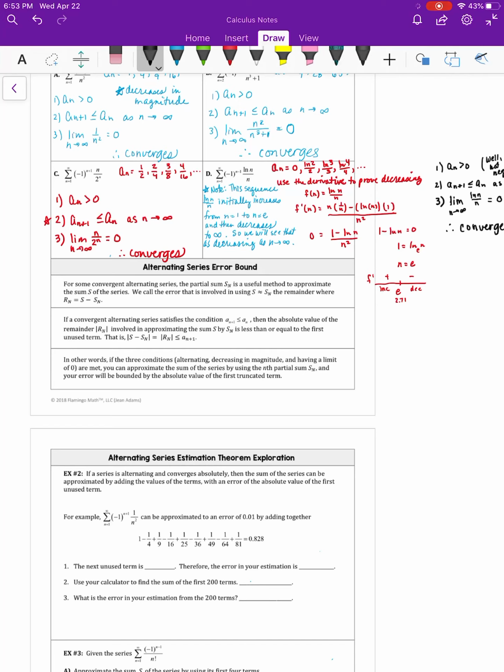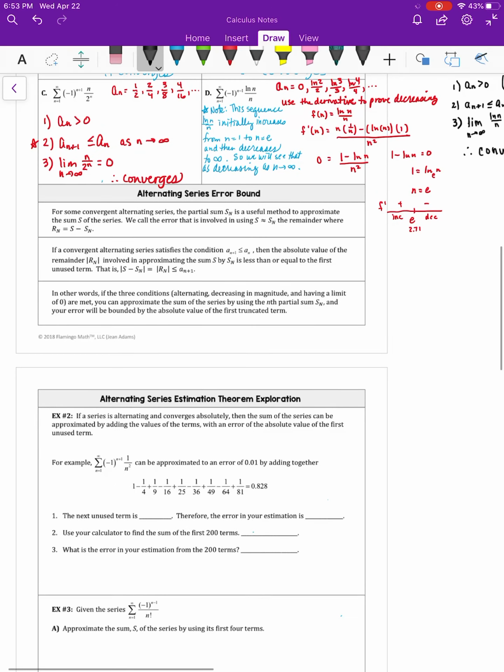If a convergent alternating series satisfies the condition a sub n plus 1 is less than or equal to a sub n, then the absolute value of the remainder involved in approximating the sum S by S sub n, which would be the absolute value of R sub n, is less than or equal to the first unused term. That is, the absolute value of S minus S sub n, which is the absolute value of R sub n, is less than or equal to a sub n plus 1.